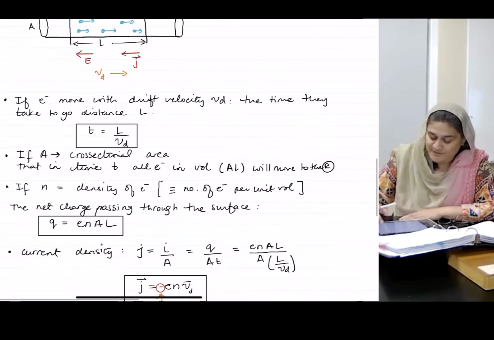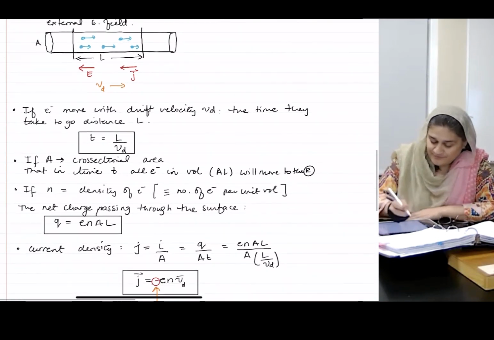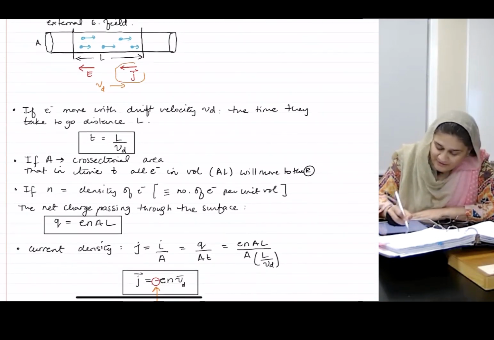Which is clear from this picture right here, right? J goes this way and V goes that way.